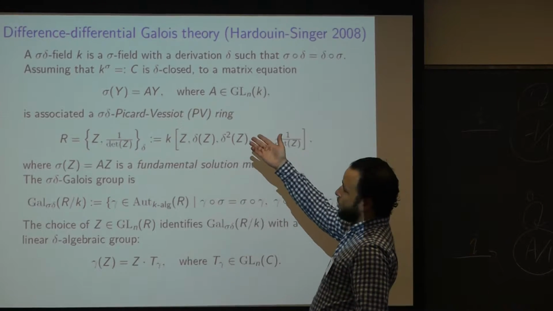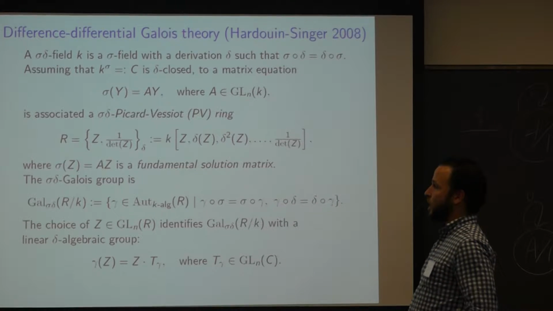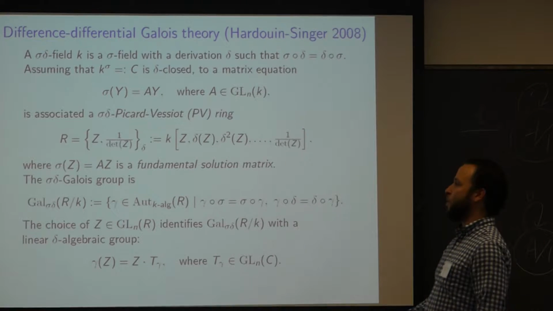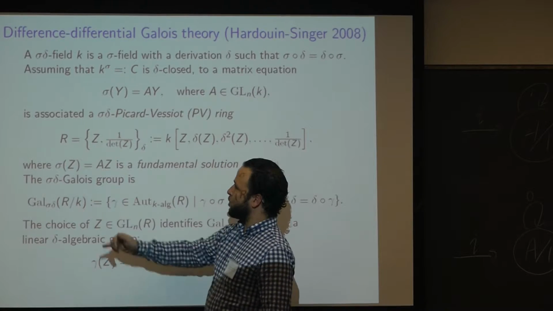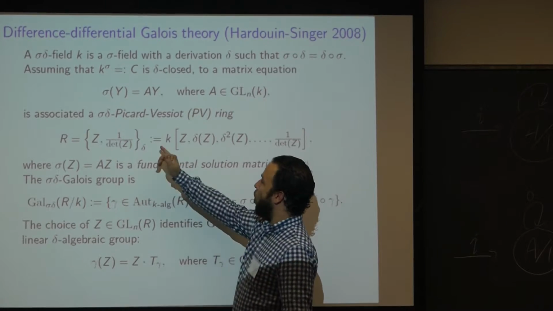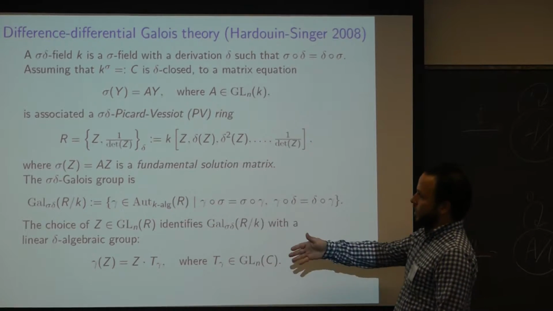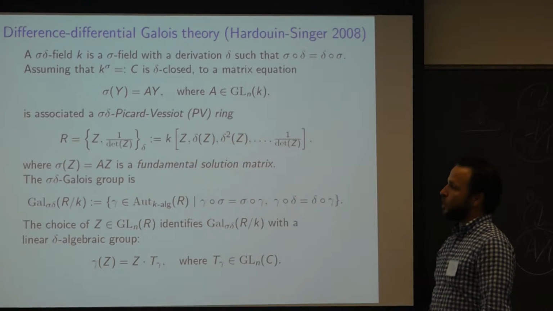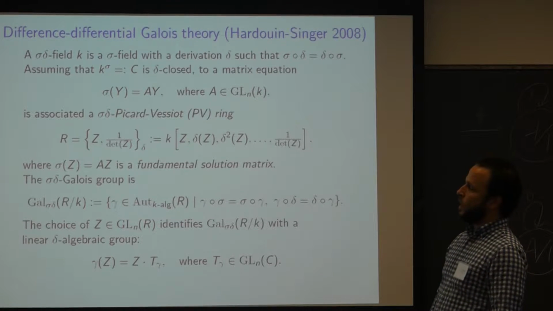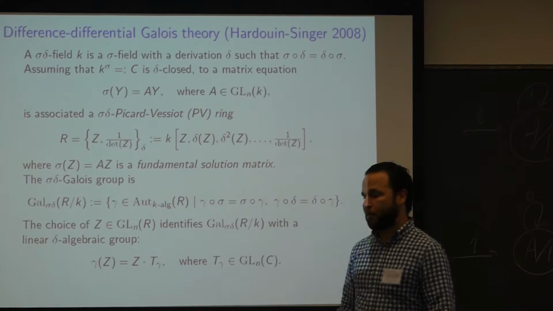Then if you give me a linear difference system over this field, I can associate to it a sigma-delta Picard-Vessiot ring. It's still going to be generated by a fundamental set of solutions, but now I have to throw in all the derivatives of those solutions. And again, this sigma-delta Picard-Vessiot ring is minimal for the property of having a full set of solutions to the system together with all their derivatives.